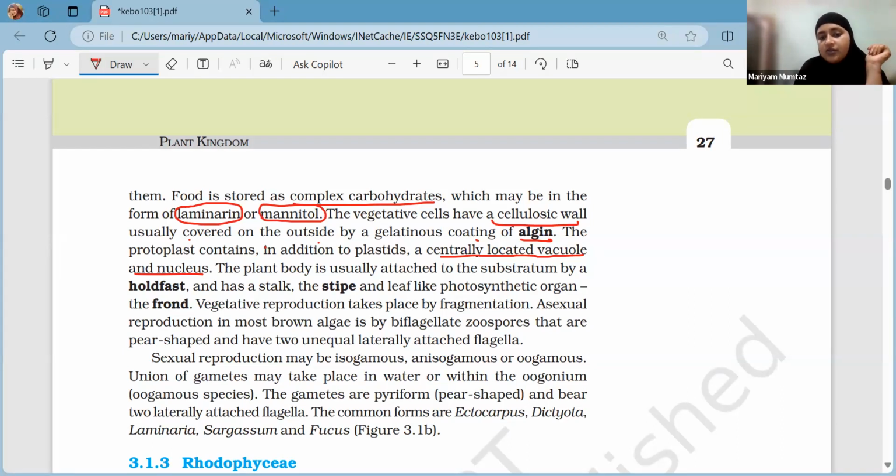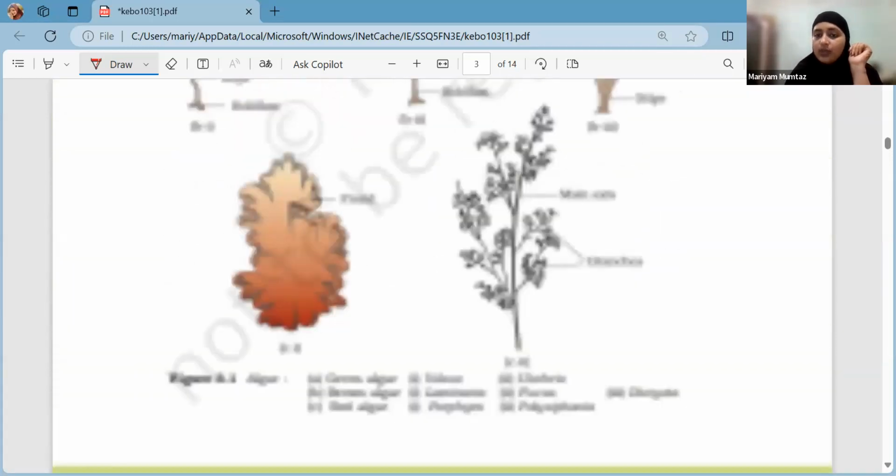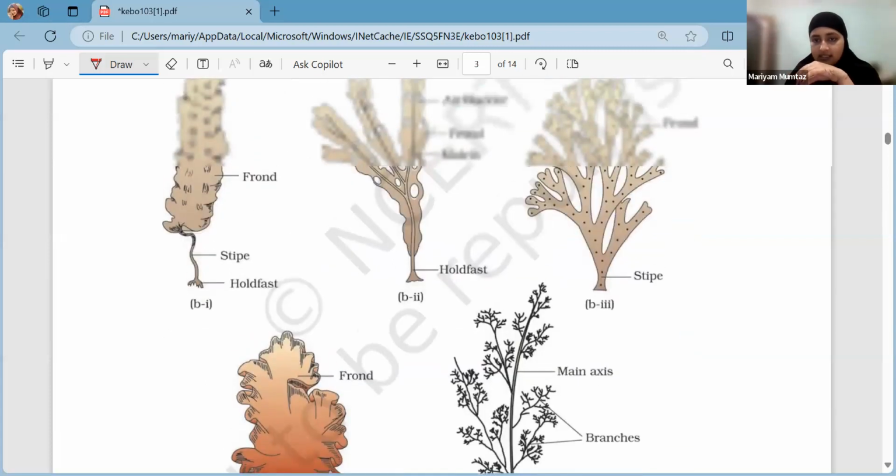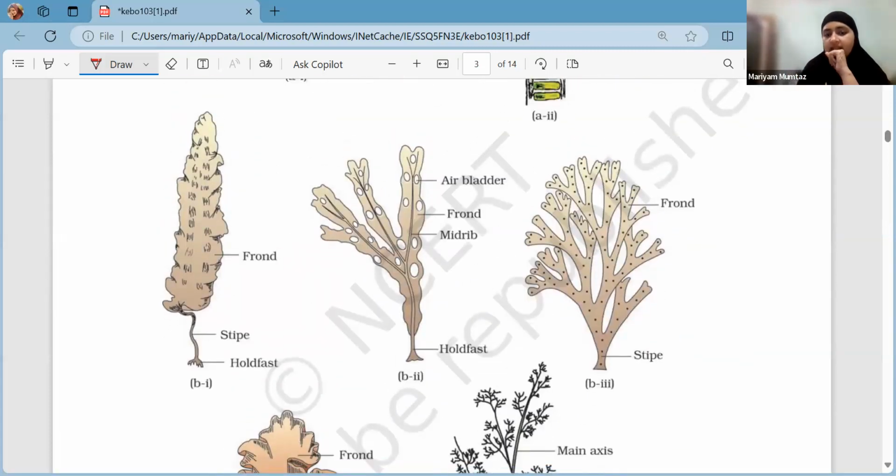Now, the plant body is usually attached to the substratum by a holdfast and has a stalk that is known as the stipe and a leaf-like photosynthetic organ that is the frond. Okay, so they have a structure that attaches them to wherever they have to attach. Let's just see this one. See this, holdfast. This part helps them to attach to any space or structure or a rock. And then stipe is the portion that anchors it, to actually move with the flow of water maybe. And the frond is the front part, this is leaf-like.